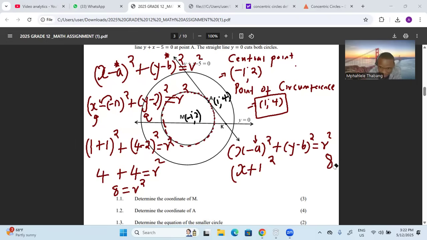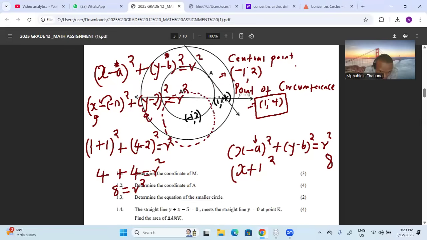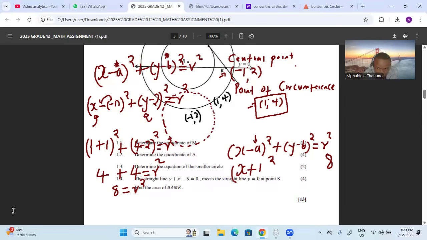Okay, let me erase. But I need to write this equation down just in case I might need it when solving other problems. So it's (x + 1)² + (y − 2)² = 8. Okay, now I'm going to look at 1.4, which is the last problem on question 1.